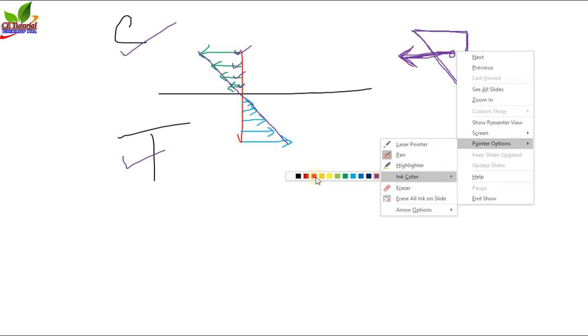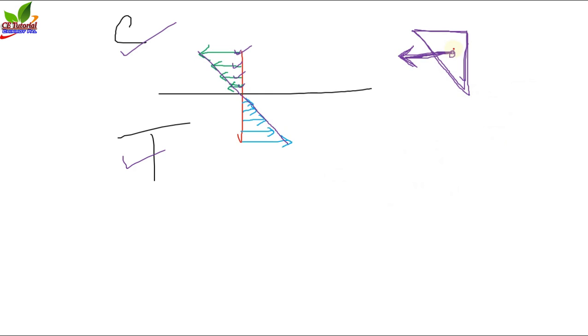Could anyone tell me what is the position of the stress from, say, this topmost fiber? Could anyone tell me? That means what should be the distance from the topmost fiber? 3/7, sir. 3/7. Three by four. Oh.